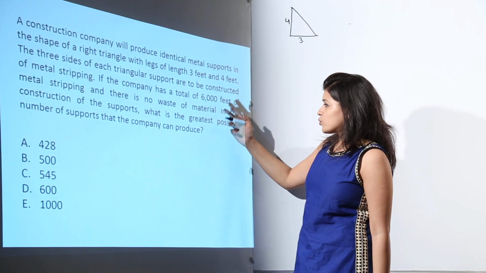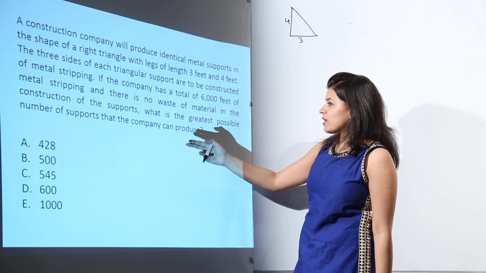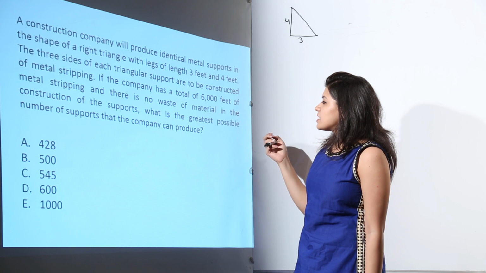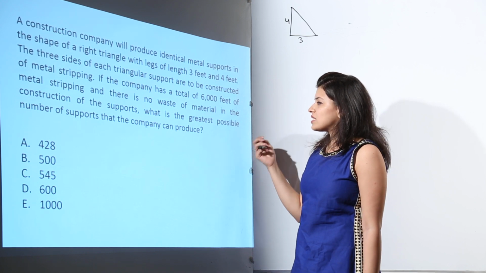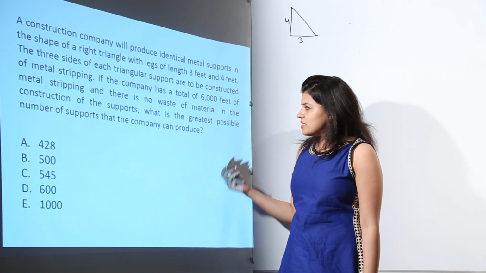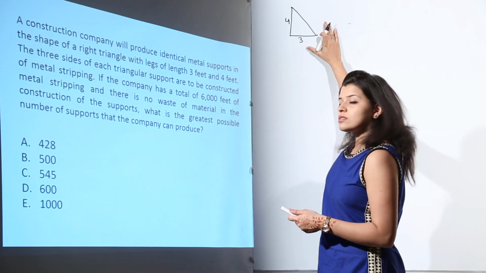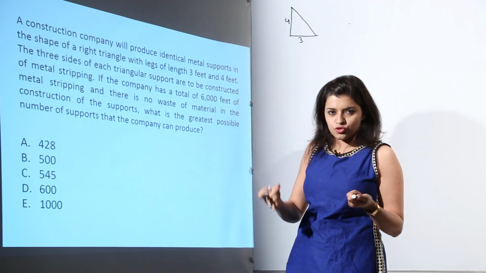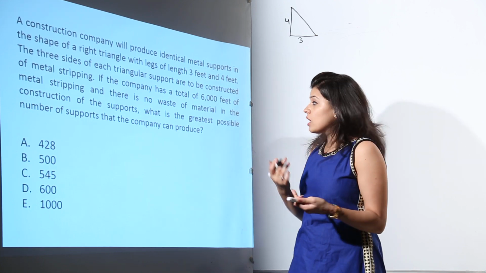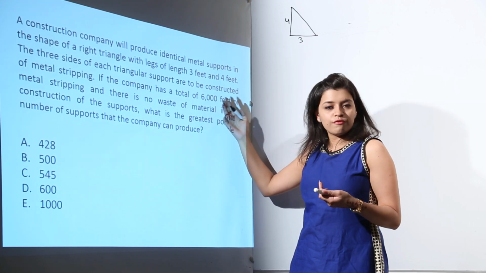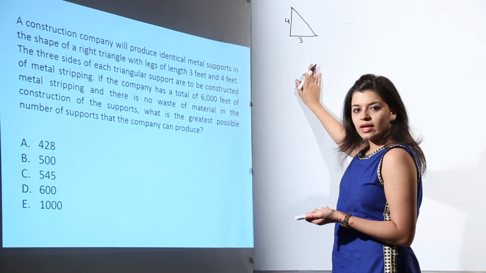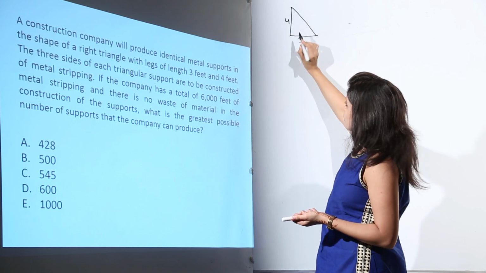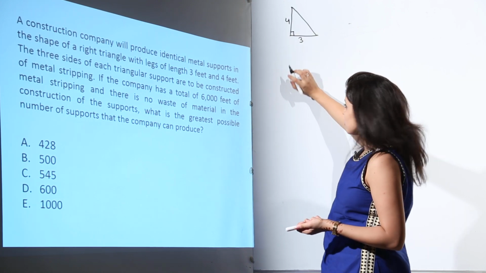If the company has a total of 6,000 feet of metal stripping and there is no wastage of material in the construction of these supports, what is the greatest possible number of supports that the company can produce? So it says that all the three arms of this particular triangle are made from metal stripping, and how many triangles can be made out of 6,000 feet of metal stripping. So for one triangle, by using Pythagoras theorem, we can calculate the third side, because it is said that it is a right angle triangle.